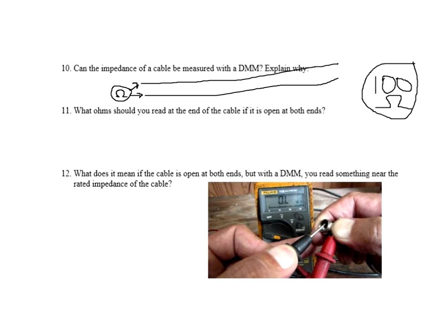What does it mean, number 12? If the cable is open at both ends, but with a DMM I read something near the rated impedance of the cable, that means I probably have a short in there someplace. So don't be fooled by that question. Hopefully you got enough background on that. If you have to, Google it or email me and I'll talk with you more about it if you so desire.